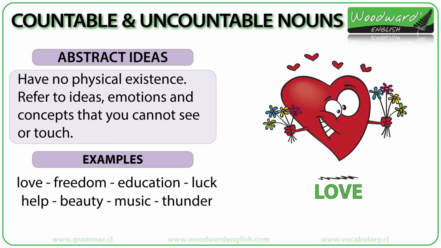For example, love is abstract. You cannot touch it, you cannot hear love. Love is uncountable because you cannot count it. You do not say 2 loves or 5 loves, no. Some examples of these types of nouns are love, freedom, education, luck, help, beauty, music, thunder. These are all uncountable nouns.